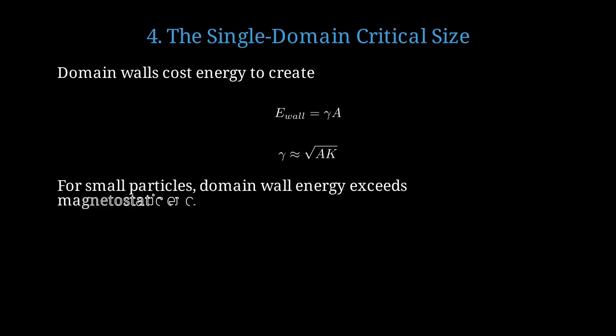When a particle becomes small enough, the energy cost of creating even one domain wall exceeds the magnetostatic energy saved by having multiple domains. The critical diameter for single domain formation is approximately 72 times the square root of A times K, divided by mu0 times the saturation magnetization squared.